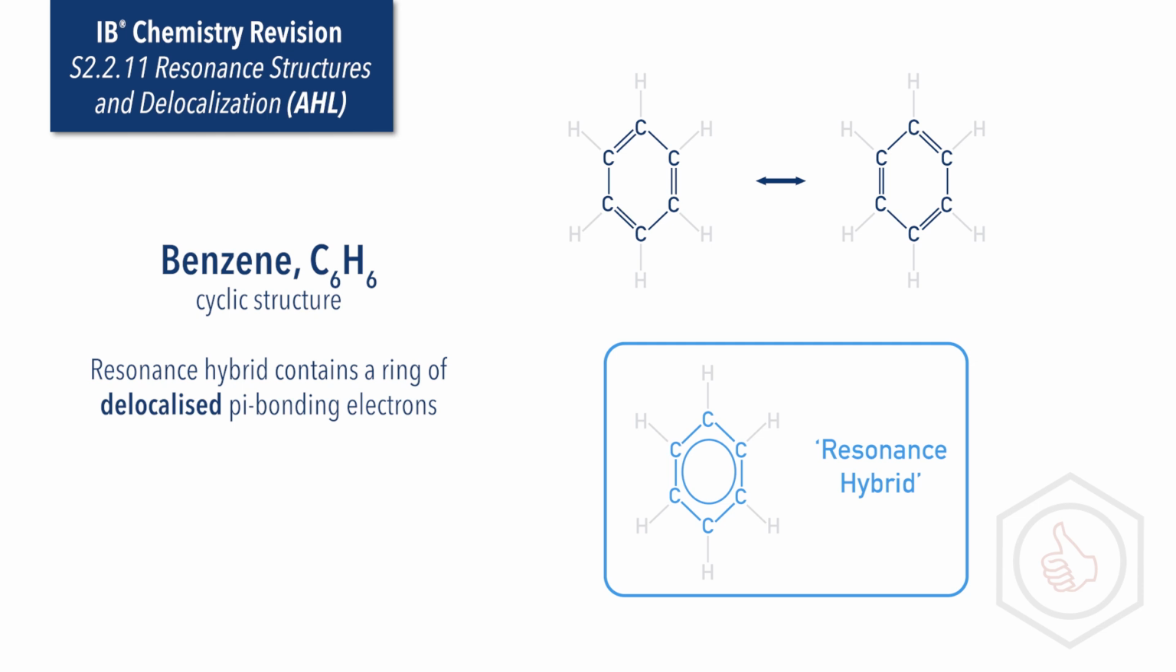This resonance hybrid is referred to as the delocalized model of benzene, and again means that all the carbon bond lengths in benzene are equal, giving benzene a perfectly hexagonal shape. It also gives benzene some interesting chemical properties which are covered later in this course.